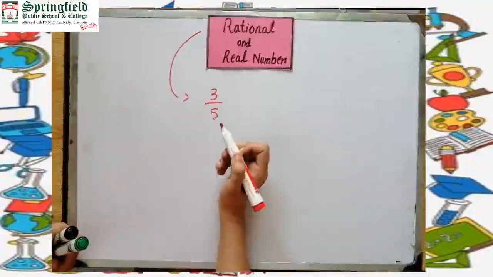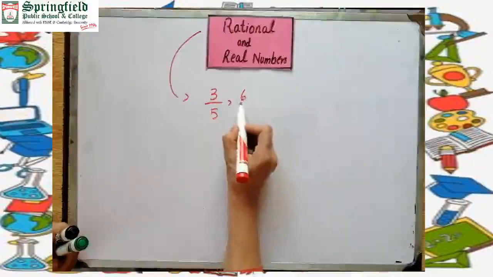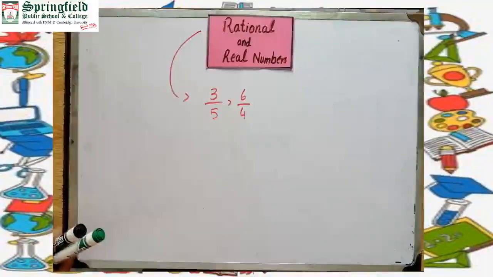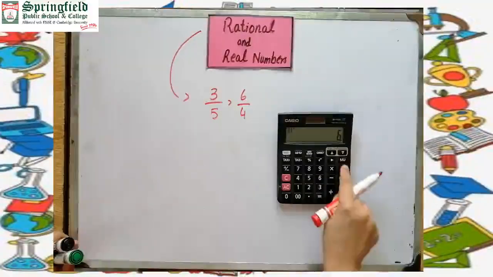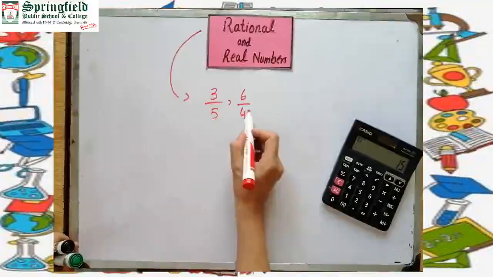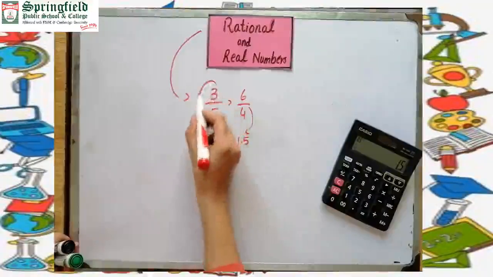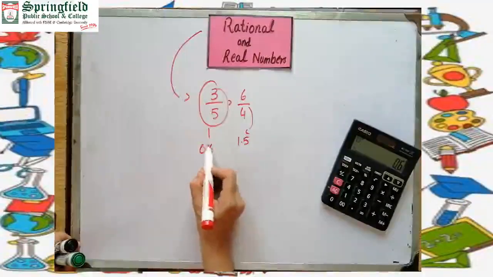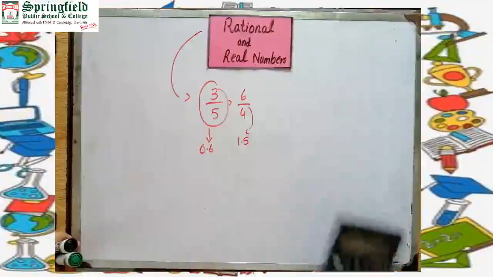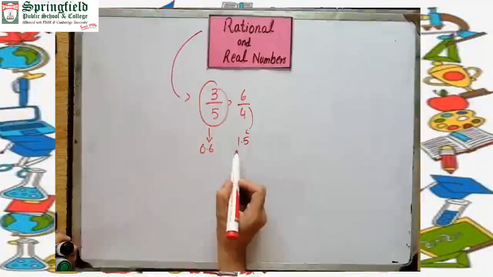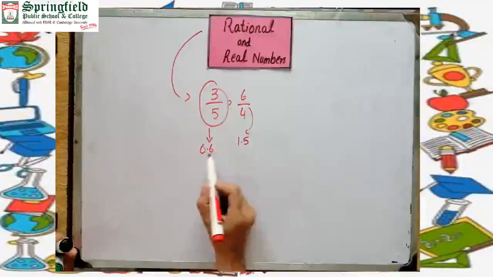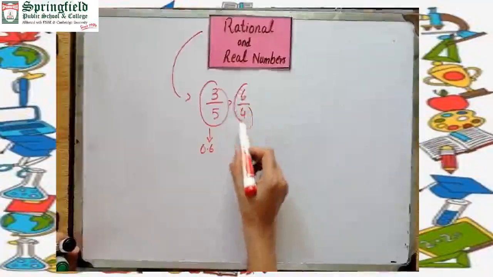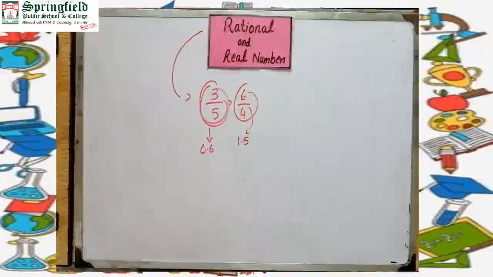So 3 by 5 or 6 by 4. Look at the answer of 6 by 4. When we divide 6 by 4, what will be the answer? 1.5. And when we divide 3 by 5, we get 0.6. It means we obtain a terminated, exact answer. The digits are not repeating in these situations, so these numbers are called rational numbers.